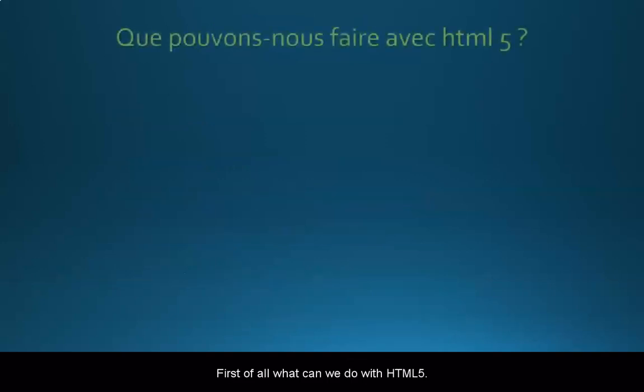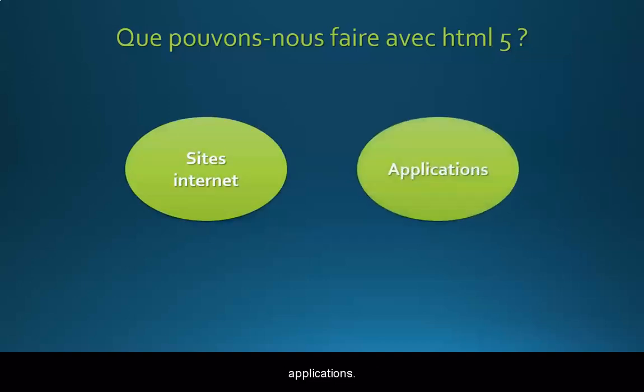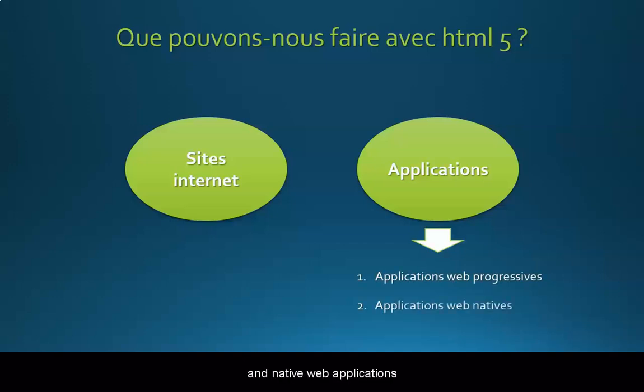First of all, what can we do with HTML5? You can create a new website or applications. In applications, we have two types of applications: progressive web applications and native web applications.